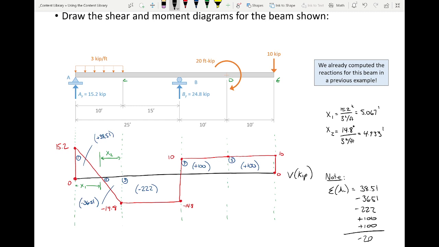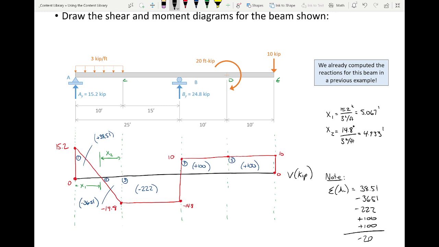Is there a moment that we didn't account for? What about that? And how much is that moment? 20, right? So the sum of these areas, in this case, because there's a concentrated moment, should be equal to the concentrated moments that we neglected when we drew the shear diagram. So they're not going to equal 0, okay? Does that make sense? For the previous problems, they did equal 0 because we didn't have any concentrated moments on those beams, right? Now we do, so we've got an imbalance.